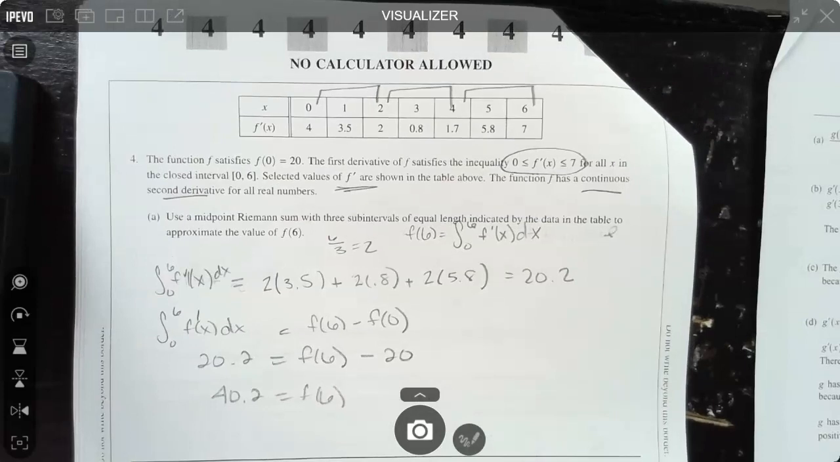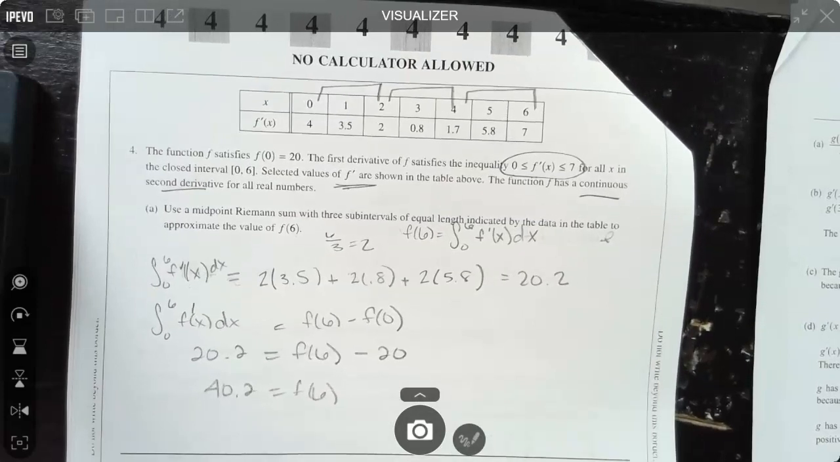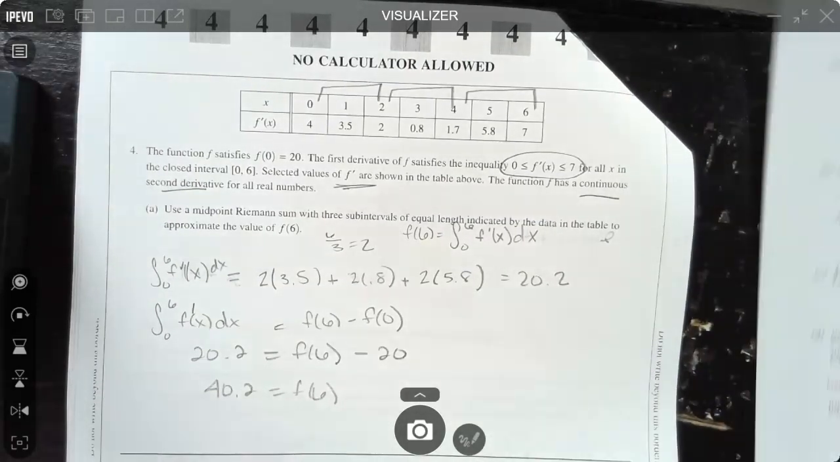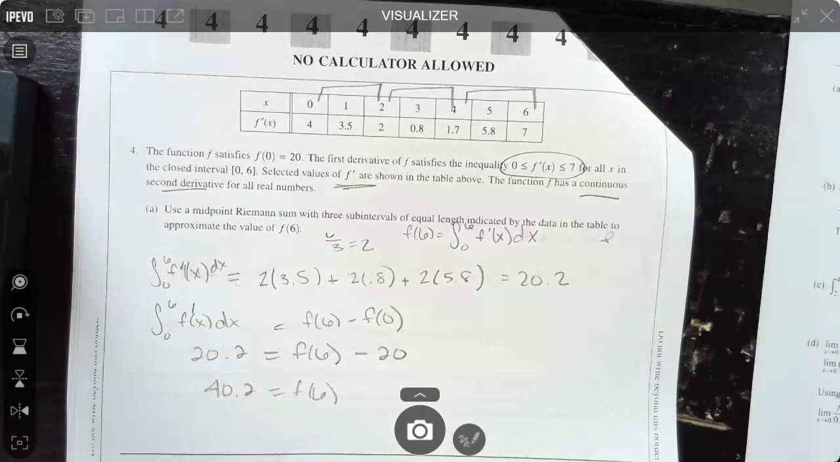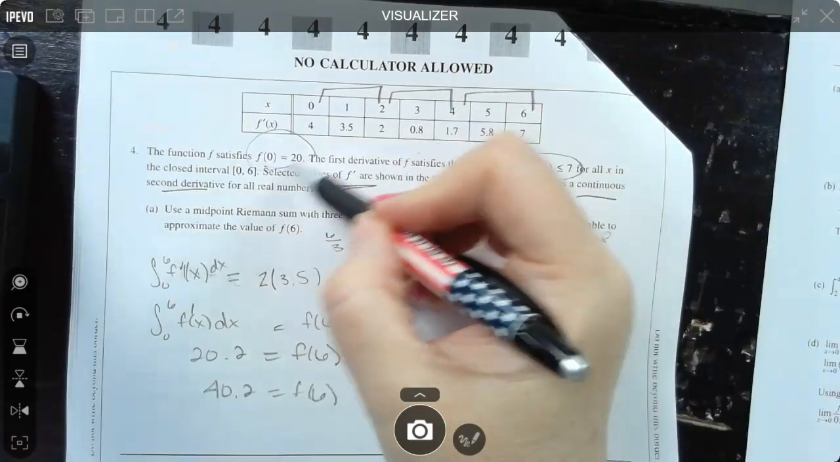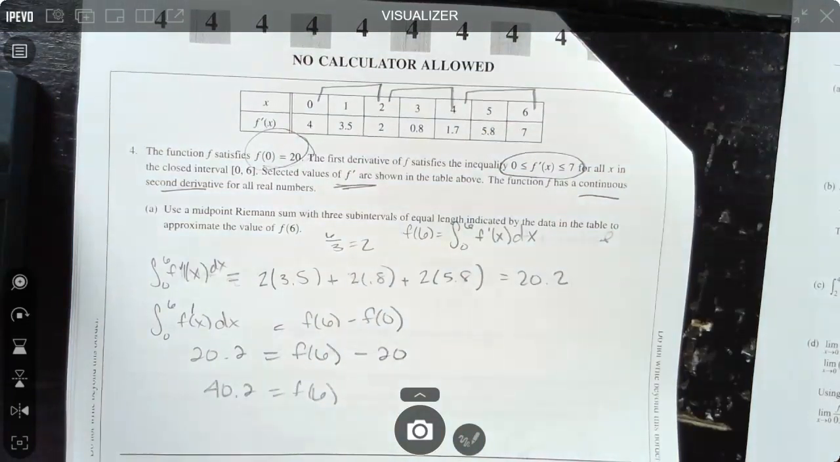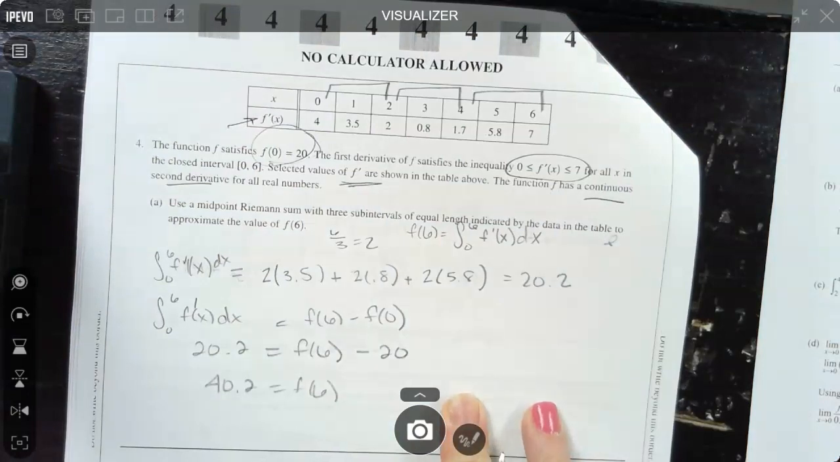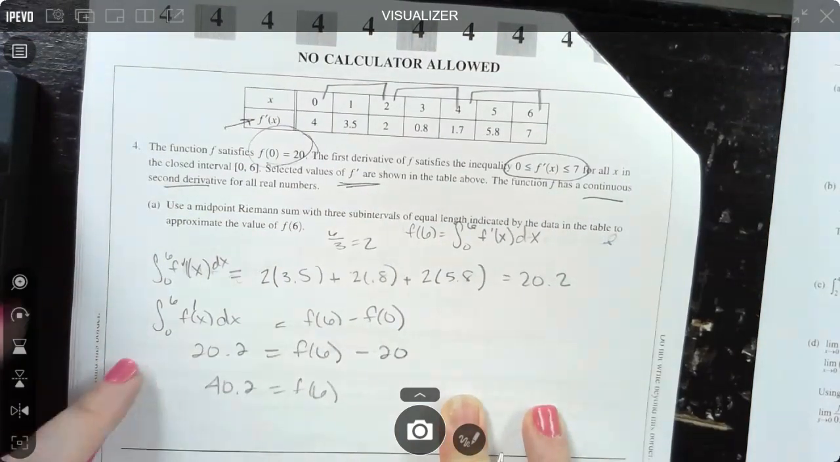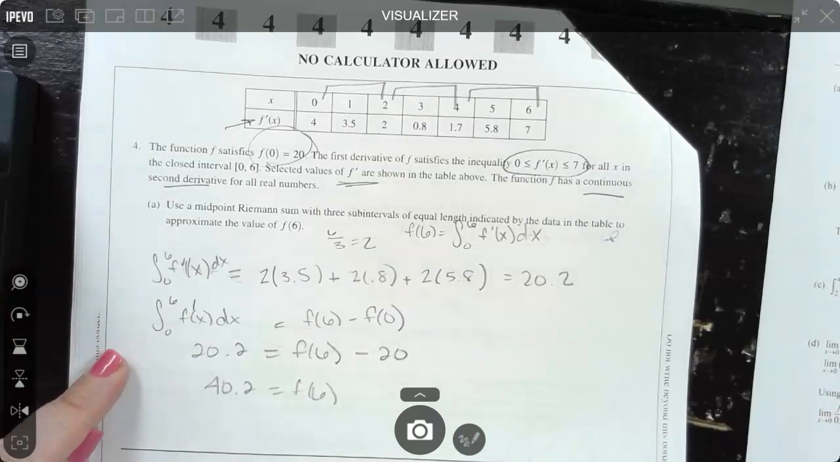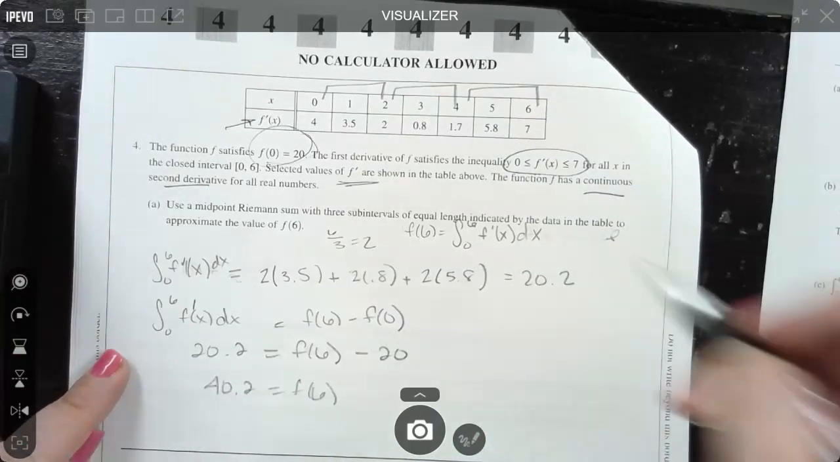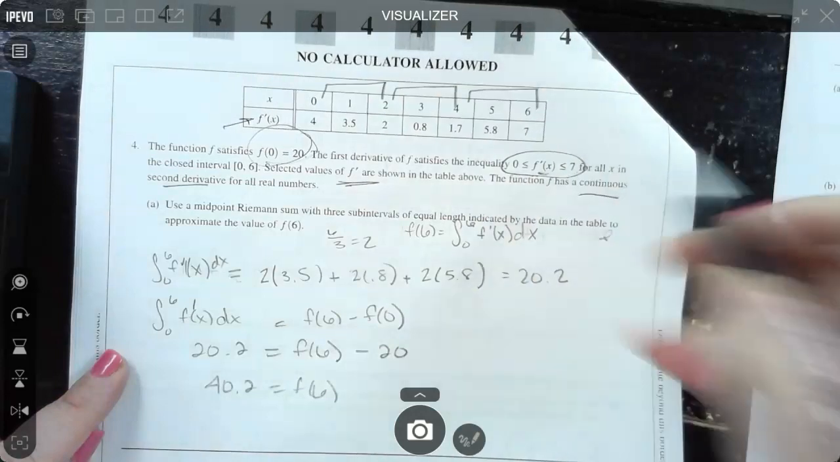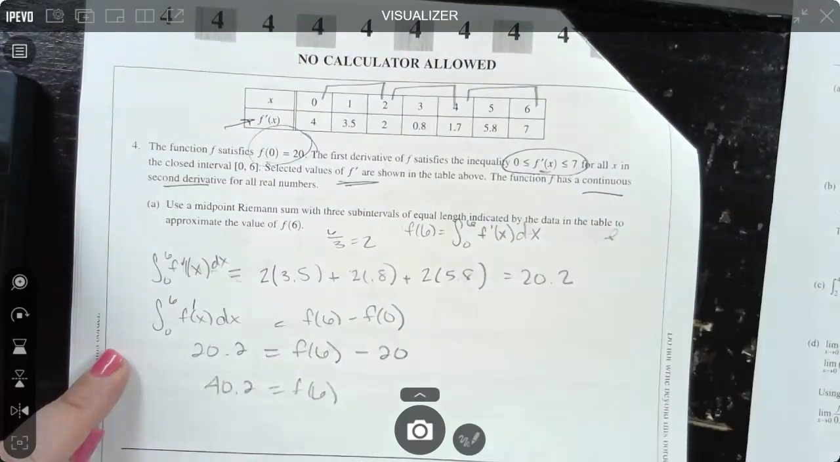Oh, I really don't like these table ones, but no points on this one? All right. Function satisfies f of 0, so I've got an initial condition here. Notice that for this one, I'm looking at the derivative. The first derivative satisfies the inequality that my derivative stays between 0 and 7. Closed interval 0 to 6, shown table above. Continuous second derivative for all real numbers.